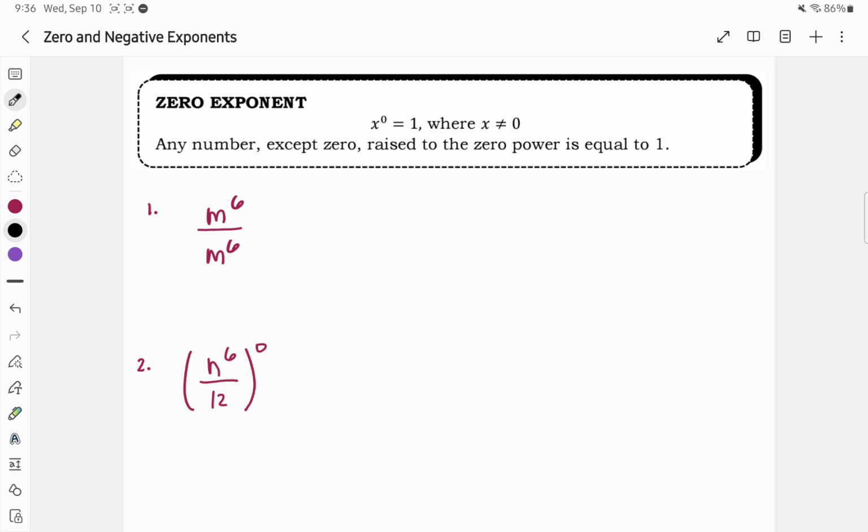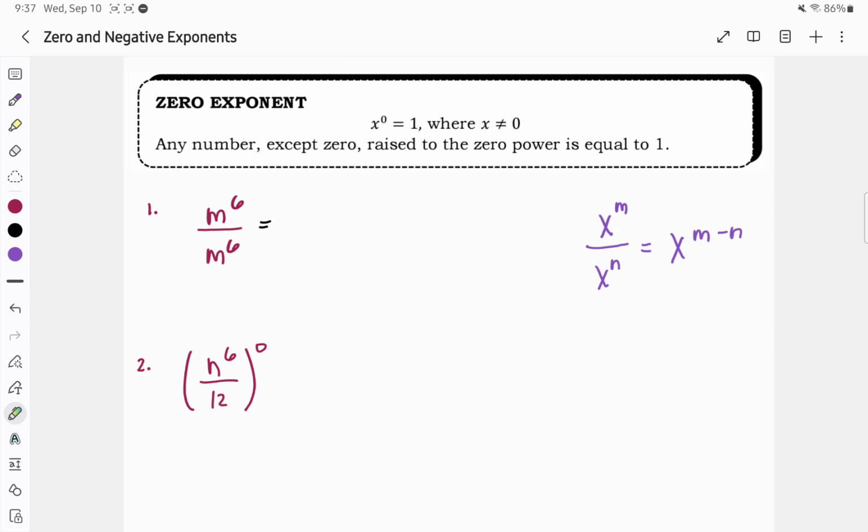If you have M raised to 6 over M raised to 6, ang unang kailangan gawin ay gamitin yung quotient rule. If you still remember the quotient rule, that is, let's say you have x raised to m over x raised to n, that is equal to x raised to m minus n. Or in short, as long as they have the same base, you can subtract their exponents. So, same base, parehong x. Subtract mo lang yung exponent nila, that will be m minus n, kapag gusto mo i-simplify yung algebraic expression.